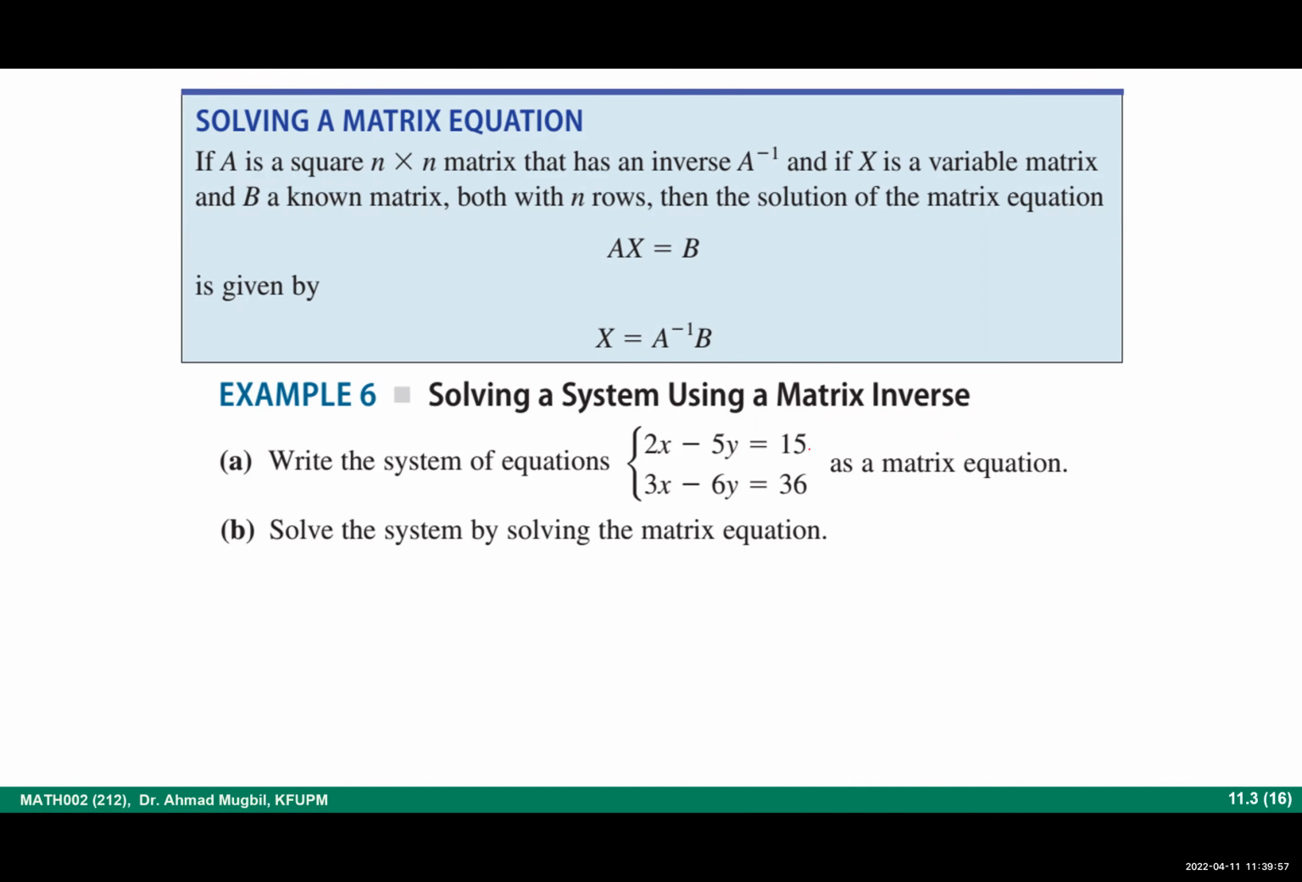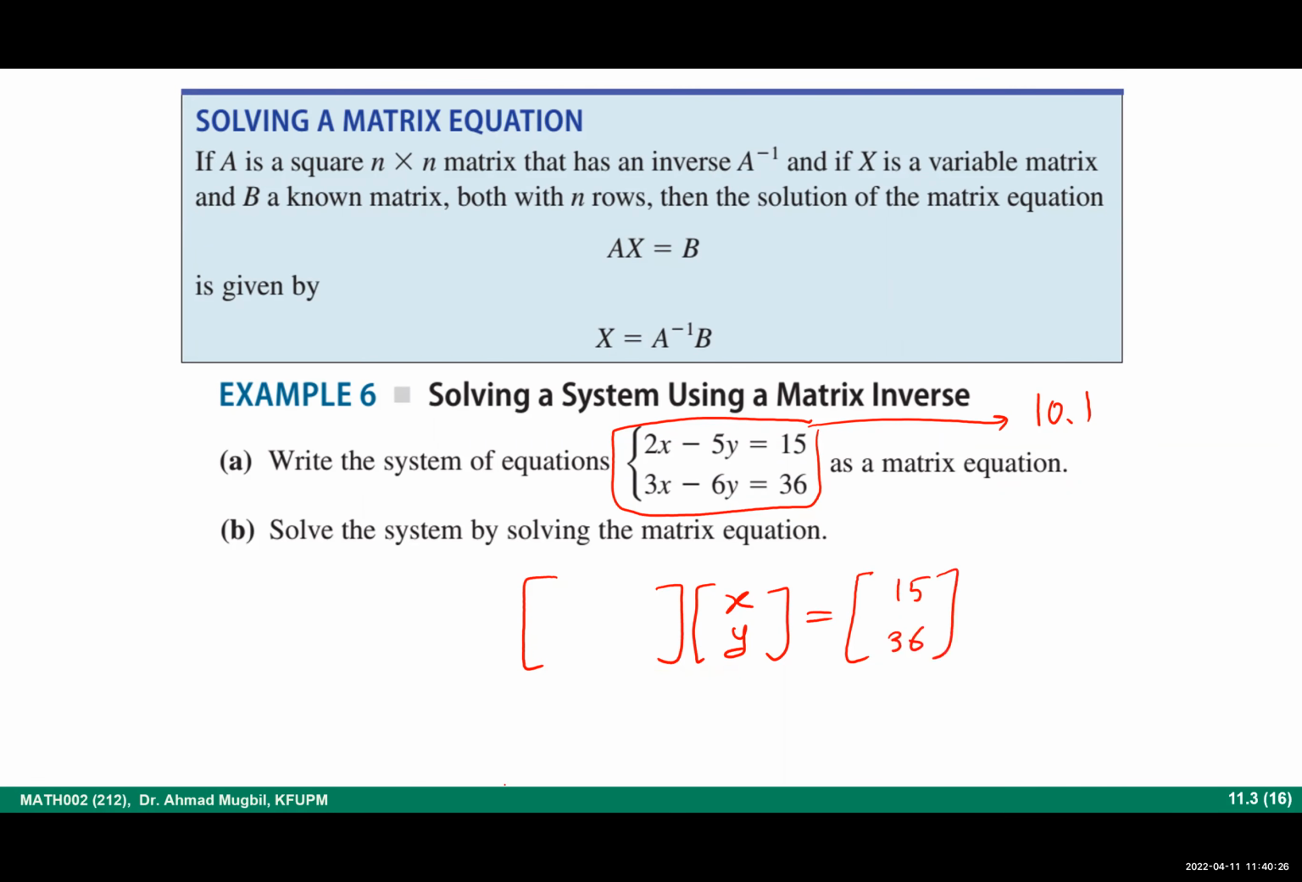Solving this system by the methods of 10.1, using elimination or substitution, is easier. But here you need to use the matrix equation. How to write this as a matrix equation? All you need to do is write the matrix of the coefficients multiplied by the matrix of the variables, which are x and y, equals the matrix of the constants.